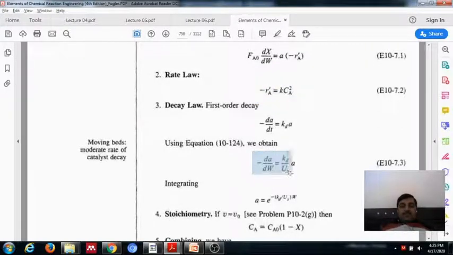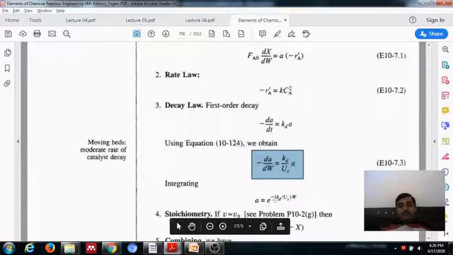Now using this equation, F0 dX/dW = -rA, I can get the activity from this expression. If I integrate this from activity 1 to a, I will end up at a equals exponential of minus kd by Us into W. This a, along with this rate law, I put in this expression.